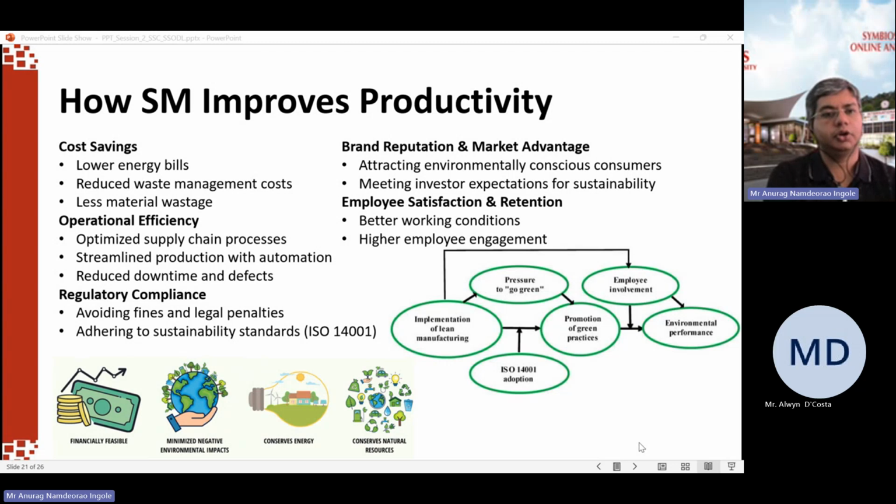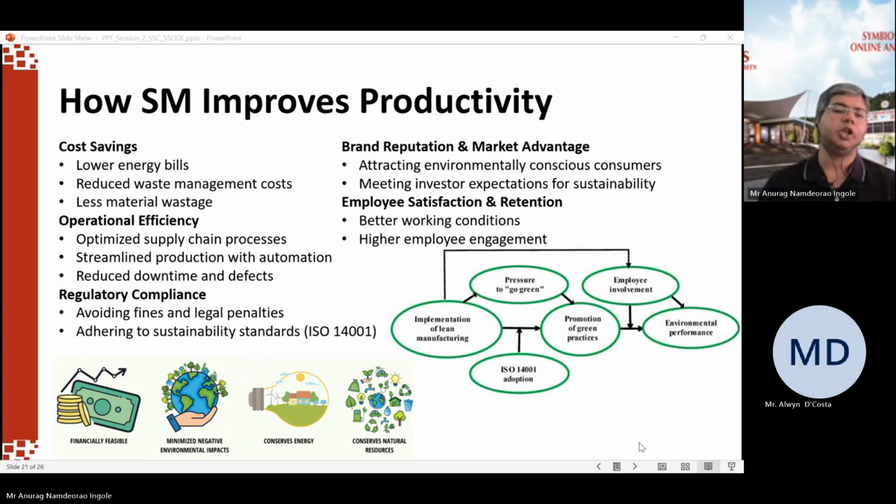Then there is cost saving through reduced waste management cost. We have already seen the wastes in lean: defects, waiting, transportation, inventory, skills, overproduction, and then over processing, etc. So if you reduce those wastes, naturally you will save costs. You have less material wastage. That is going to help you save cost.